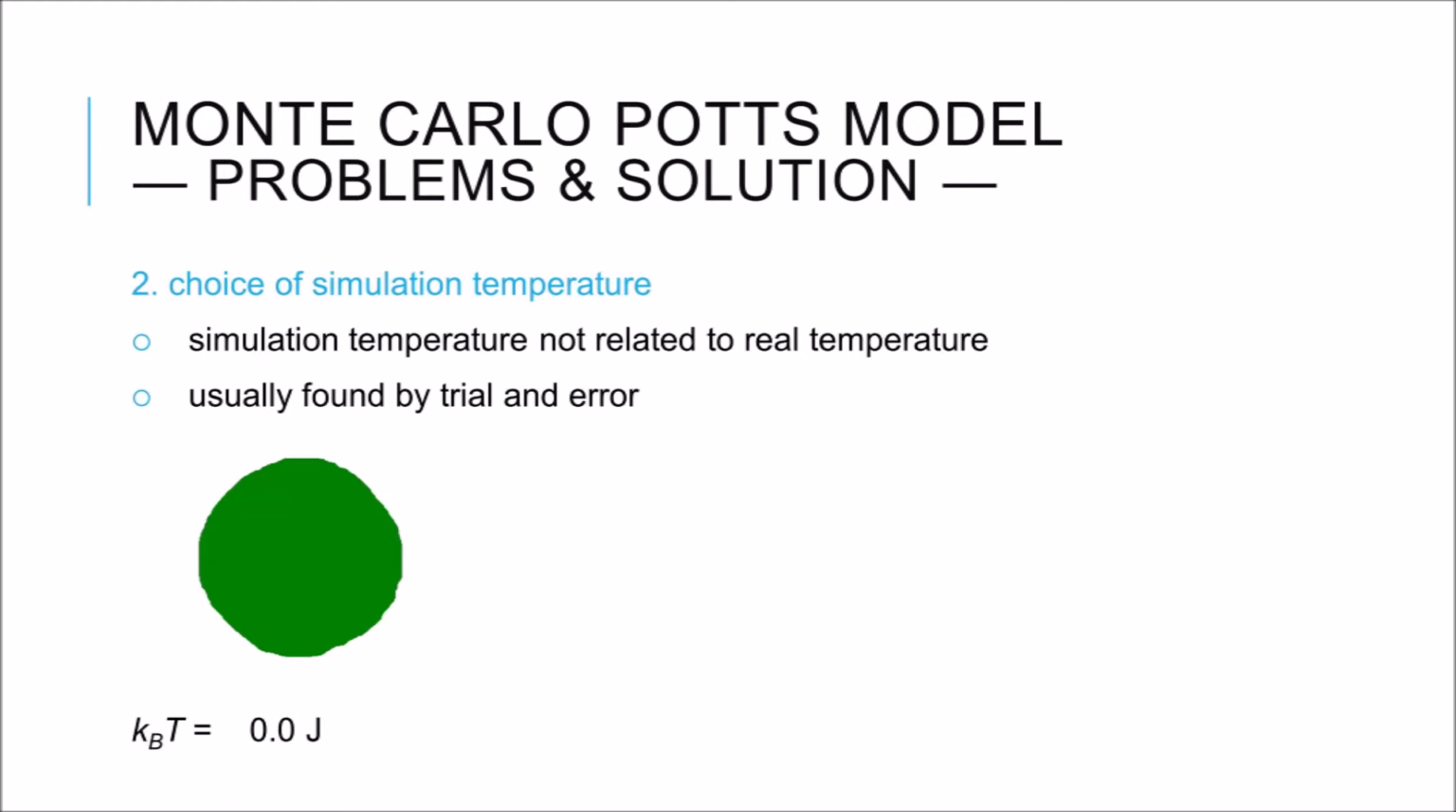You see here an image of a circular grain that is embedded in a larger grain. And I have selected k_B T, the simulation temperature, as 0. And you can see that even for a circular grain, some of the boundaries actually align with the underlying lattice, so they take horizontal, vertical or diagonal shapes. We do not want this.